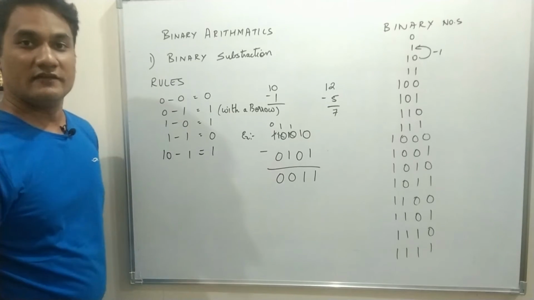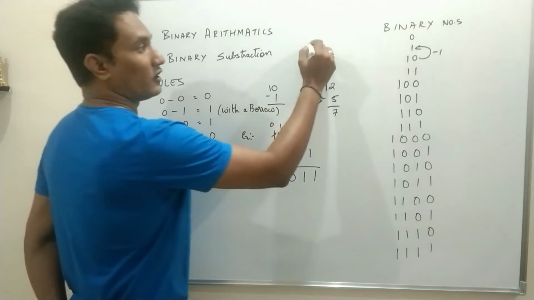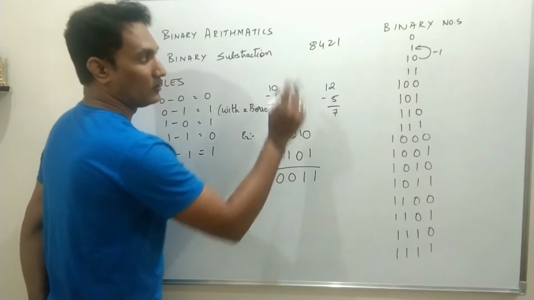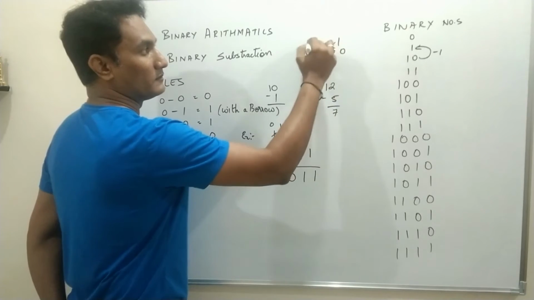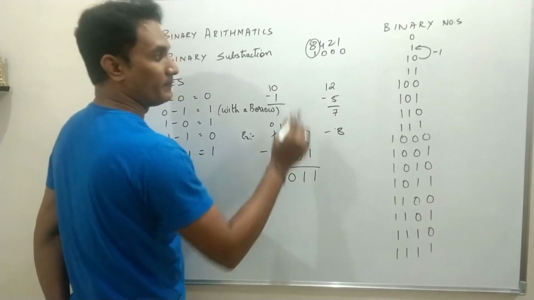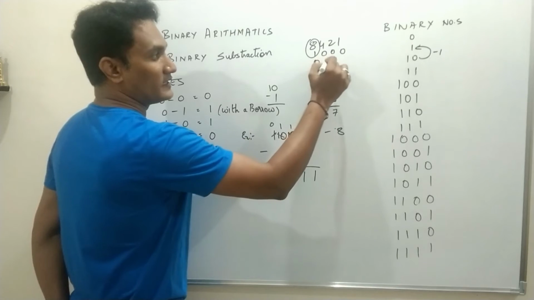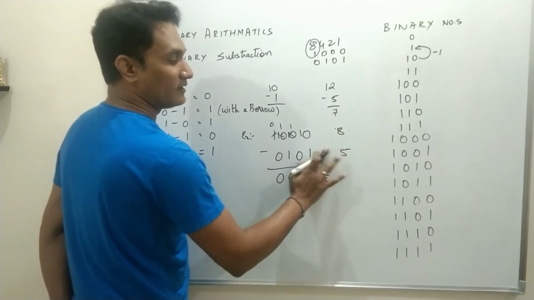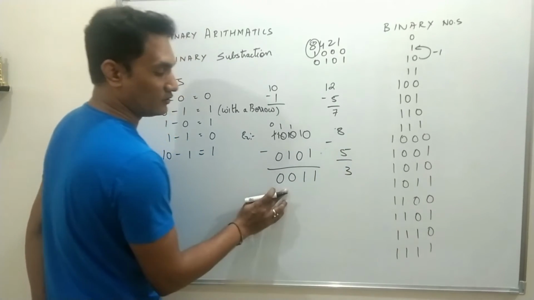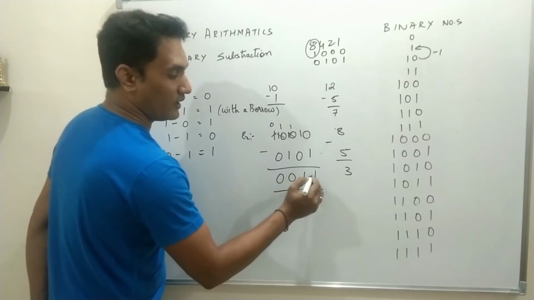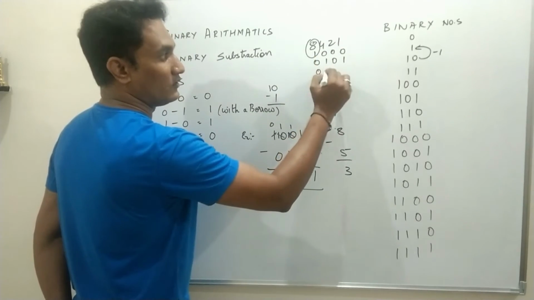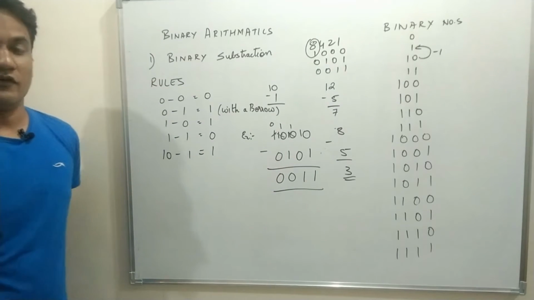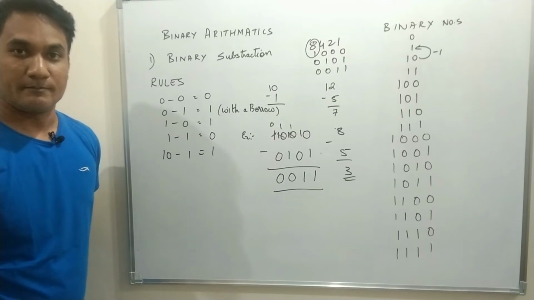And again you can easily verify by using the 8421 code. According to the 8421 code, 1000 means that the value will be 8, and 0101 is 4 plus 1, that is 5. So 8 minus 5, the answer is 3, and you can see the answer is 0011. 2 plus 1, the value is 3. So this is how you have to perform binary subtraction.